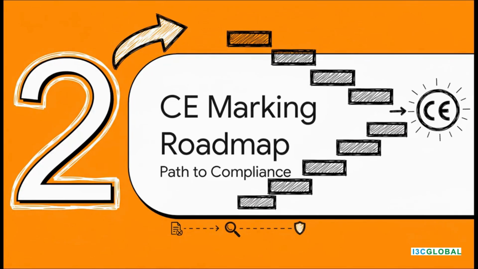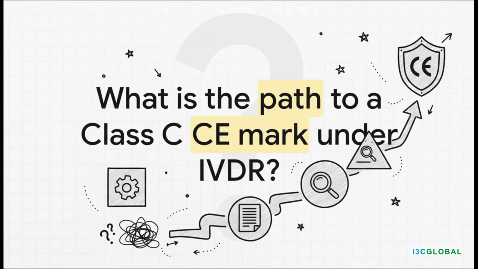Okay, so we've covered the why. Now, let's get into the how. This next section is really the heart of our explainer today. It's the detailed roadmap you'll need to follow to get that all-important CE mark. So you might be wondering, what does this journey actually look like on the ground? And yeah, I know it can seem super complex at first glance, but it's actually a very logical, structured process when you break it down.